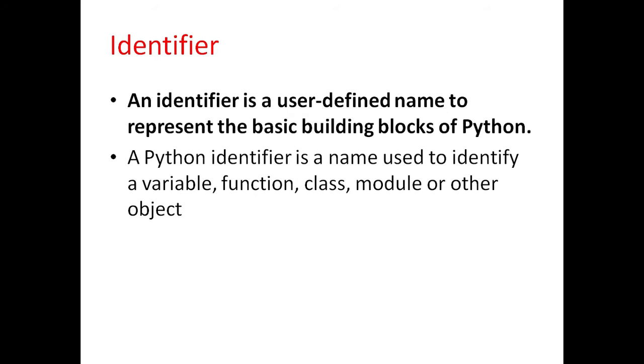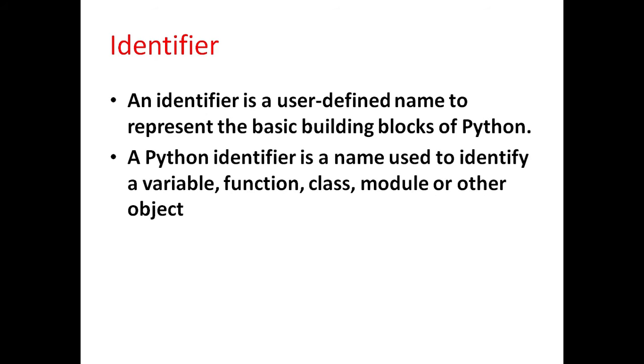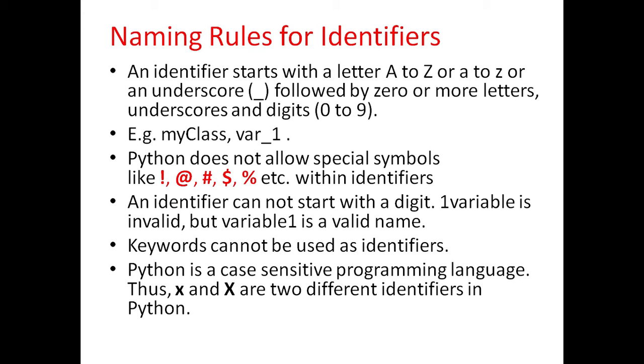Here we will see Python identifiers. An identifier is a user-defined name to represent the basic building blocks of a Python. A Python identifier is a name used to identify variable, function, class, module, or other objects. There are some naming rules for defining identifiers.